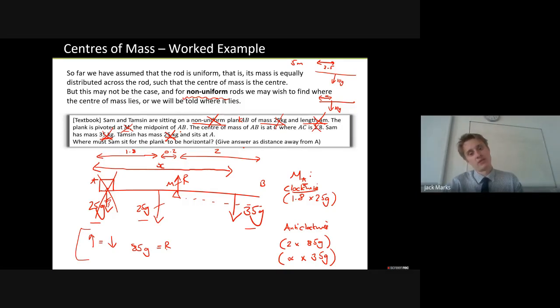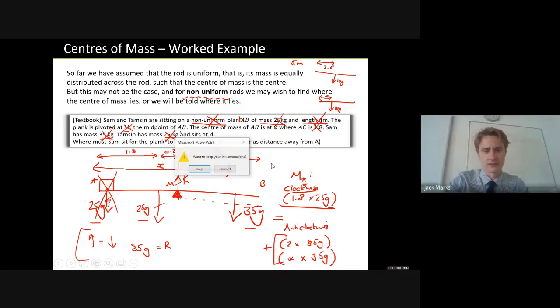Could we have done it another way? Yes, we could have. We could have taken our moments at the pivot and called this distance here, I mean, what would that be? Well, you would just call this distance x. You could have done it, but you should still get the same answer either way. If you solve this one is equal to these two added together, you should get your answer.